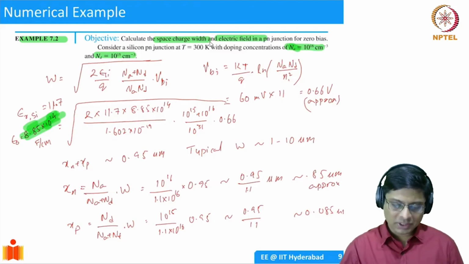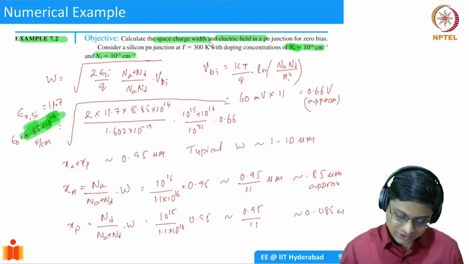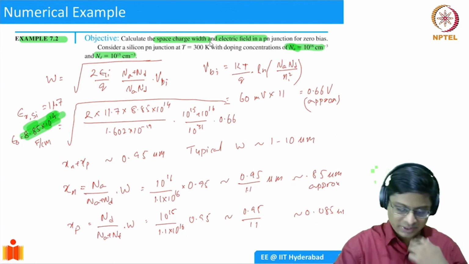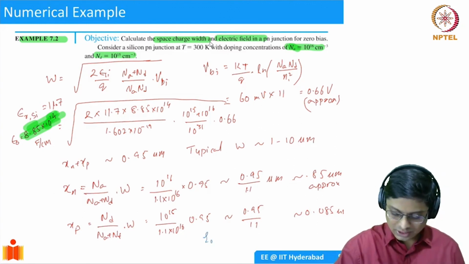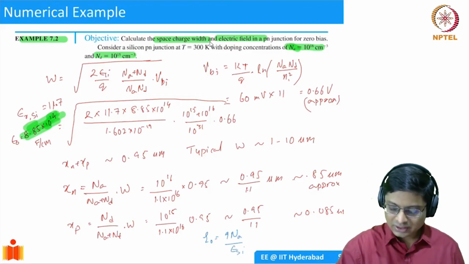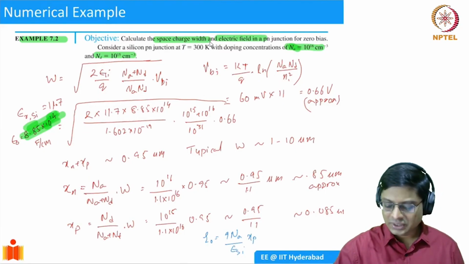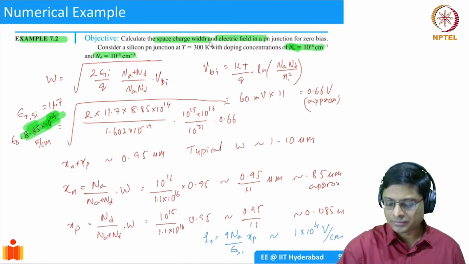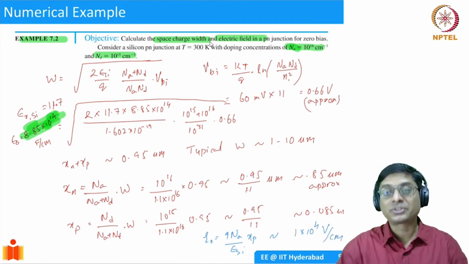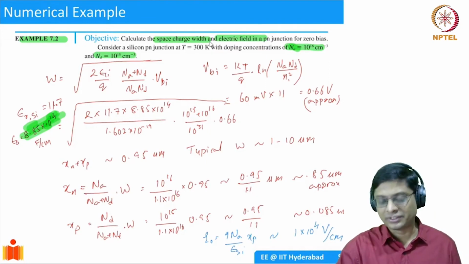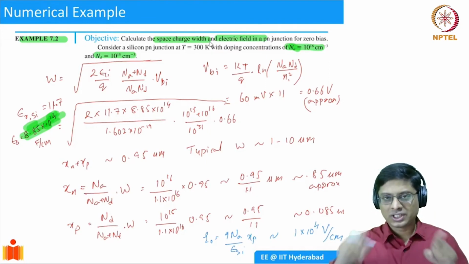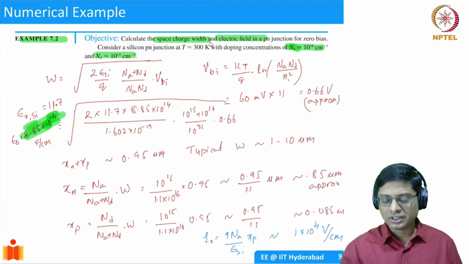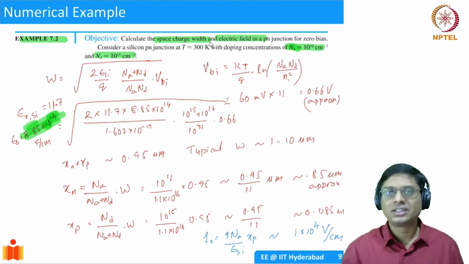Okay. So please make sure that you take these numbers and verify them. And okay, I didn't calculate what E naught is. E naught, the electric field peak, you can take as Na divided by epsilon silicon times xp. And you will see that this is going to be in the range of some 1 times 10^4 volts per centimeter. Okay, 10^4 volt per centimeter is actually a substantial amount of electric field. It's not a small electric field. Because it's only confined to this almost 1 micron region, even 1 volt is going to give you a large field in the depletion region.